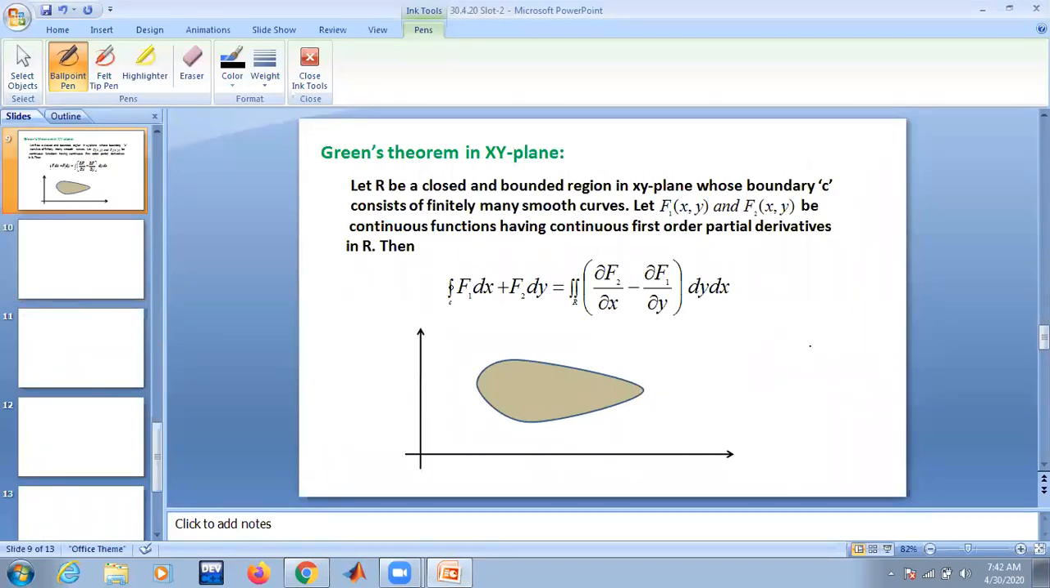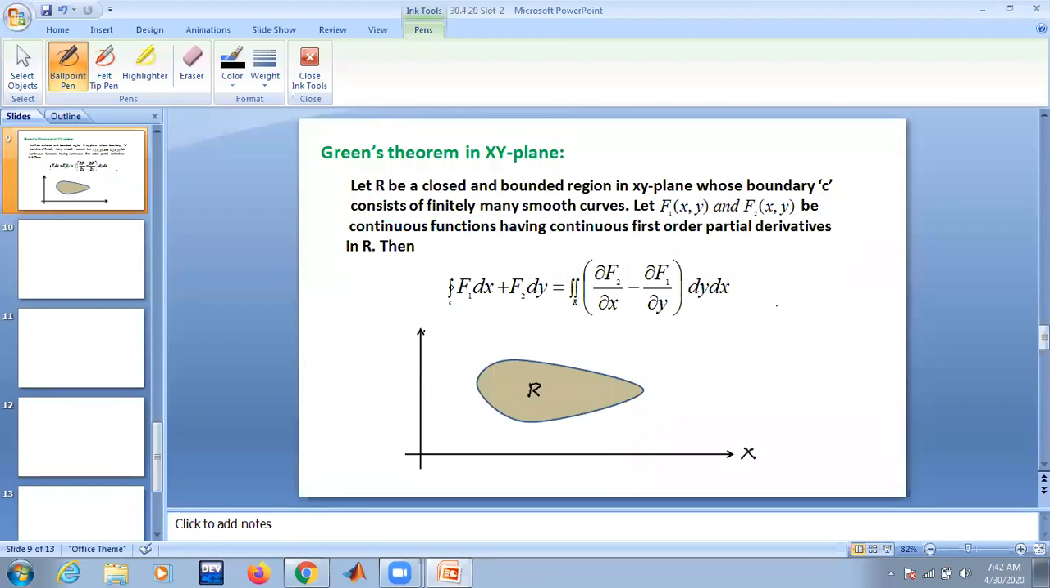So all of you read this theorem, Green's theorem in the xy plane. Okay, so it says: let R be a closed and bounded region in the xy plane. What is R? R is here. R is a closed and bounded region in the xy plane.